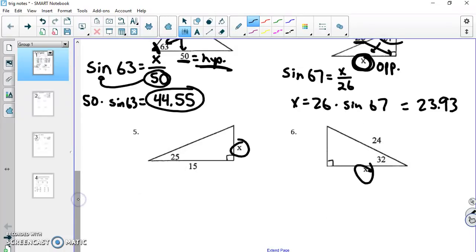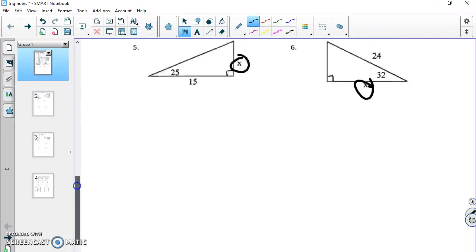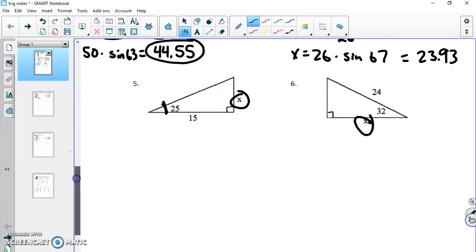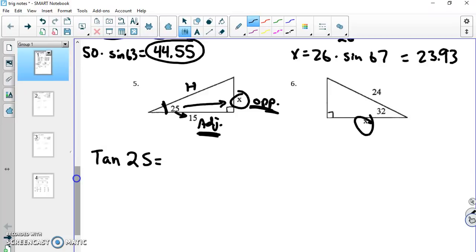Let's go down to number 5. So the angle we're working with here is 25 degrees. It's in the bottom left corner. How do the sides relate to that angle? Well, over here, the x, that is your opposite side. Down here, 15, that is your adjacent side. It is not across from the right angle, so it's not the hypotenuse. The hypotenuse will be up here. So we are dealing with opposite and adjacent. That's the tan function. So we want tangent of 25 degrees equals x over 15.